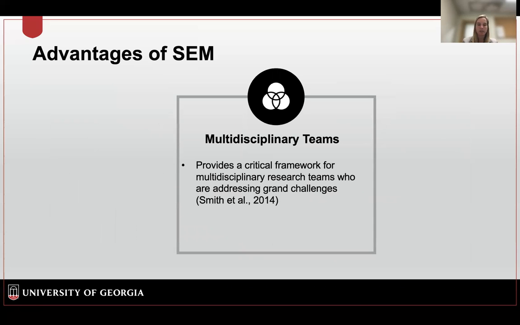Studies have also argued that SEM provides a critical framework for multidisciplinary research teams who are addressing grand challenges like agriculture and climate change. According to Smith et al., SEM provides a common framework across disciplines, facilitating constant refinement of hypotheses and methods, and promoting discovery of new questions and relationships, which may help bridge the gap between multiple disciplines working on a common project in natural resource conservation.